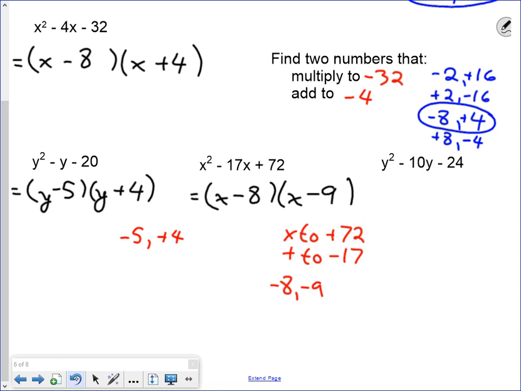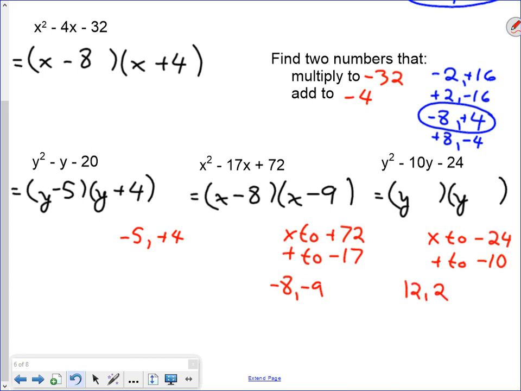Our last one here, y squared minus 10y minus 24, a y and a y. 24 is kind of tricky here. Obviously, we want things that multiply to negative 24 and add to negative 10. What can we have here? We could have 12 and 2. One of them has to be negative, so negative 12 and 2, or positive 12 and negative 2. Do either of those add to negative 10? Yes, the first one adds to negative 10. So our factors here are going to be y minus 12 and y plus 2. All right, and that's factoring.